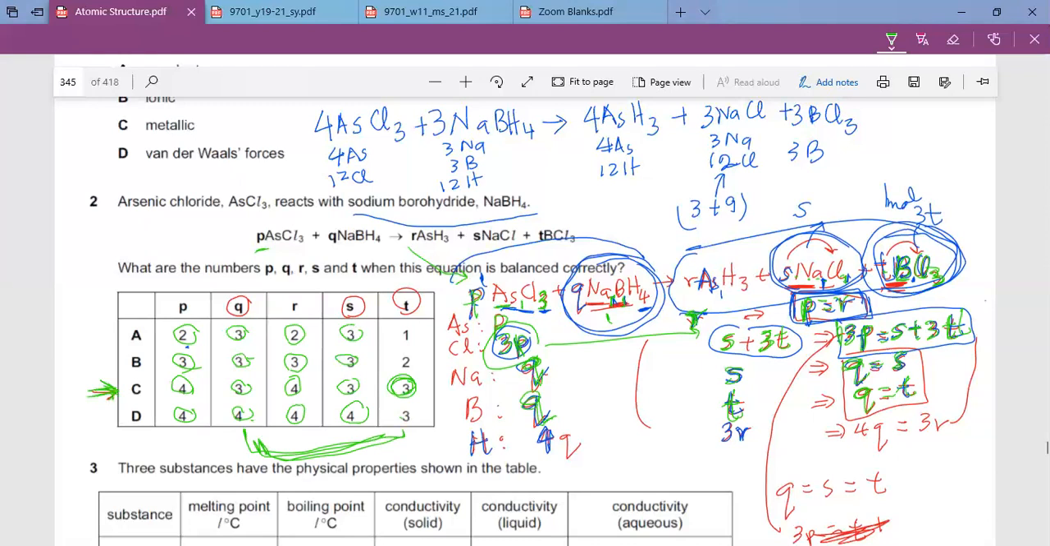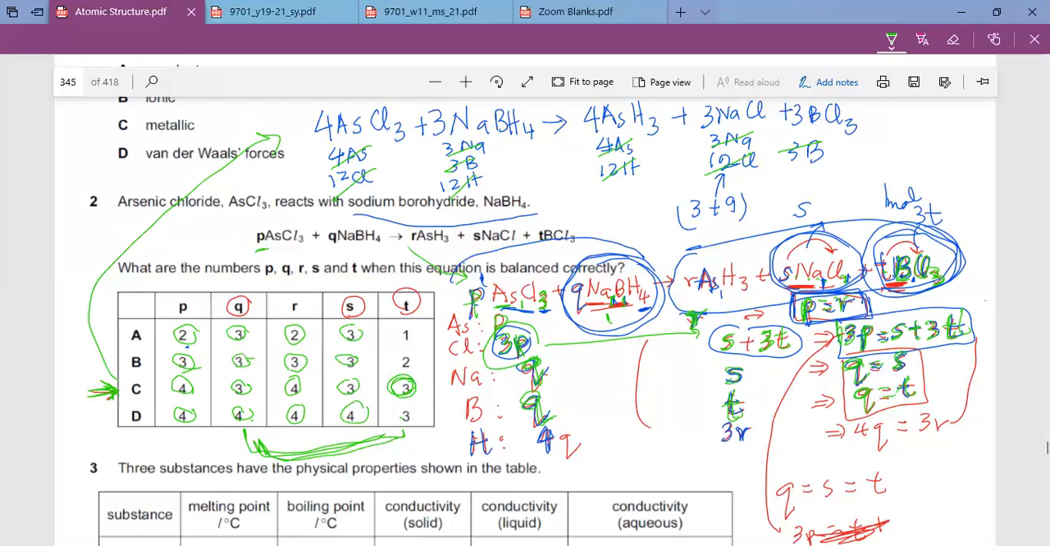Easy? All we can do is substitute one by one. It takes years. So try and see. If you want to check it out, you can put the whole thing inside here. I won't have time to go through this, you can go through it yourself. You can see it balances: 4As, 12 chlorine, 12 chlorine here, 3Na, 3Na here, 3B, 3B here, 12 hydrogen. So it's well balanced. So it's C.